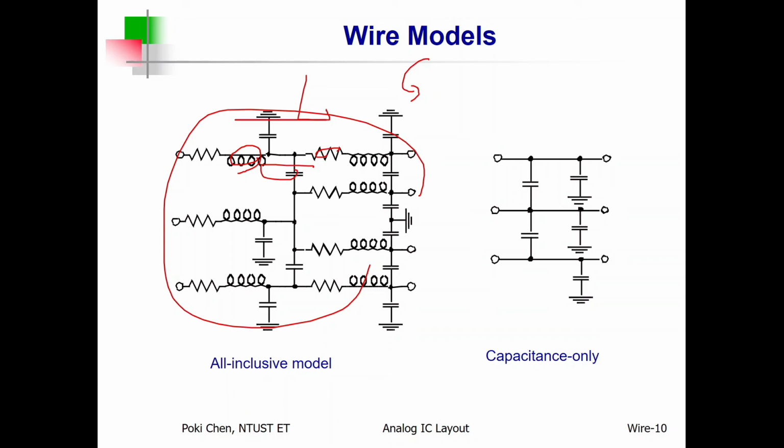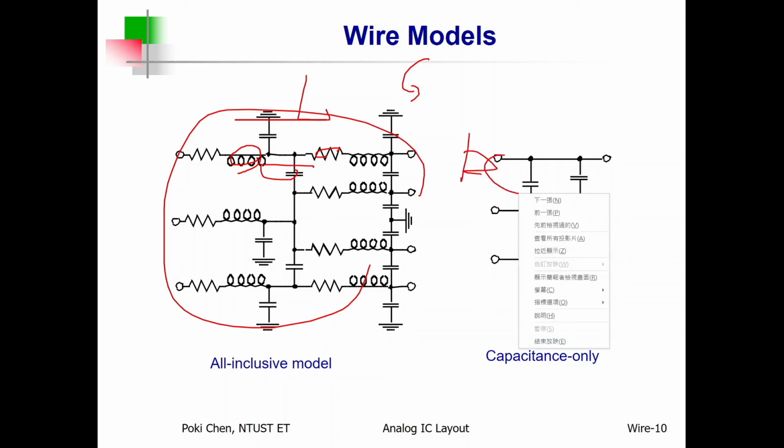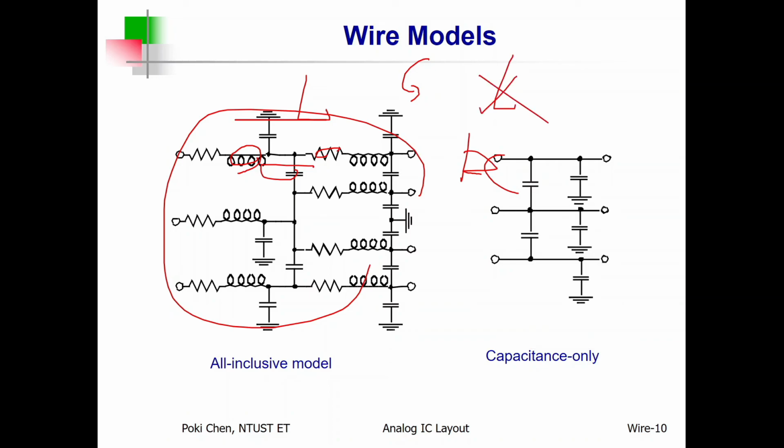You only need to extract usually R and C. Good enough. Okay, for your post simulation, don't touch L. That is too much. Alright? Good enough for almost all the circuit and operation. I mean R and C parasitics. Good enough.